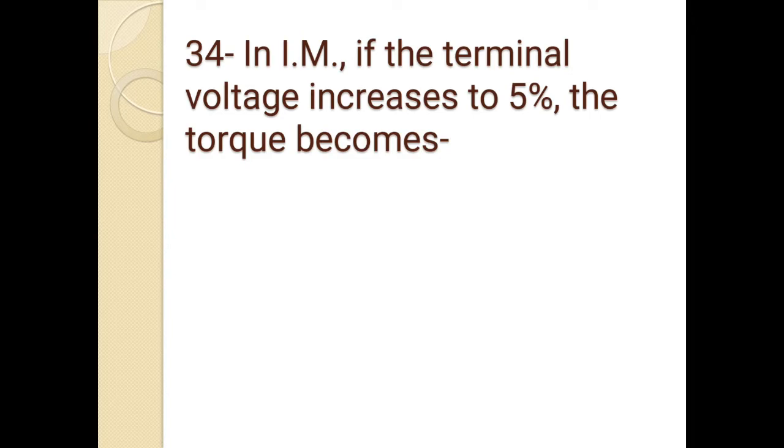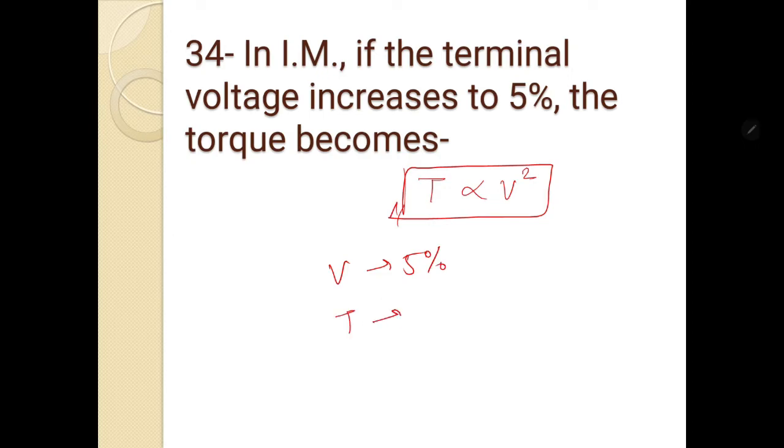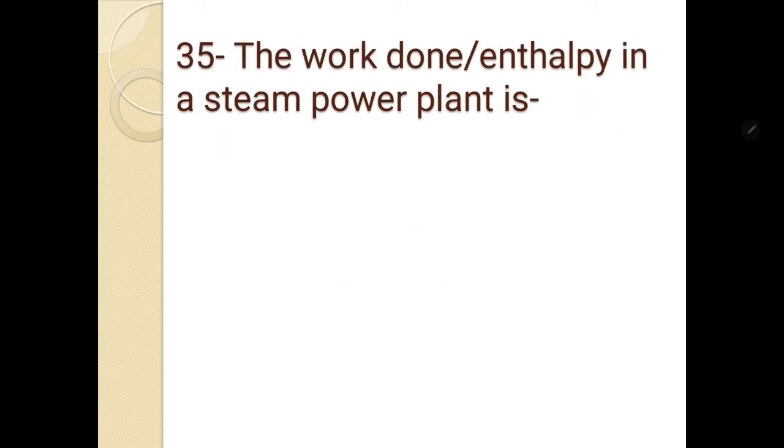The next question was, in an induction machine if the terminal voltage increases by 5%, the torque becomes? As we all know, torque is directly proportional to the voltage square in an induction motor. So as the voltage is increased by 5%, the torque will become roughly double of 5, that is 25% more. The torque will increase by 25%. The correct option was 25%.